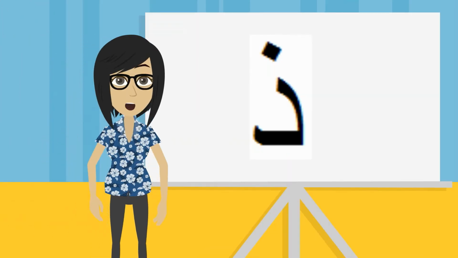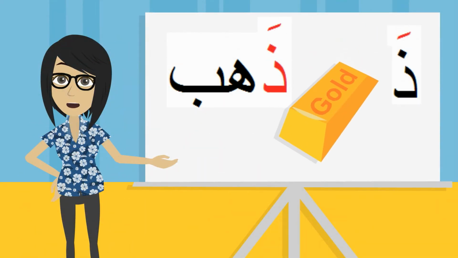Now, we'll do a quick revision as usual. This is the letter vowel. The sound of the letter vowel is idh. Vowel, idh. The is vowel when it's pronounced with al-fatha. The. Dhahab, which means gold.